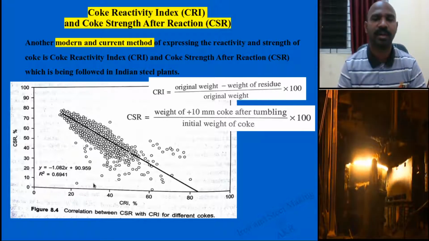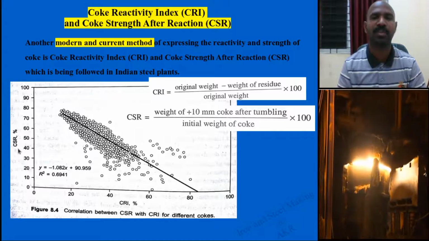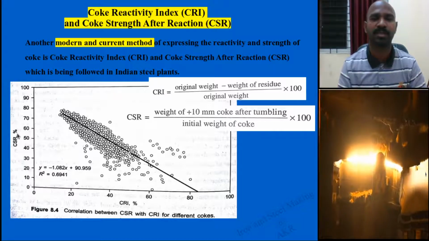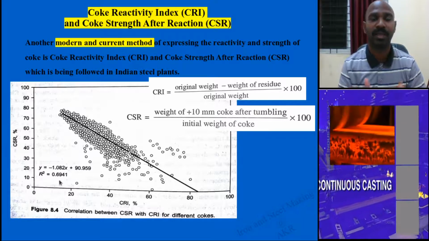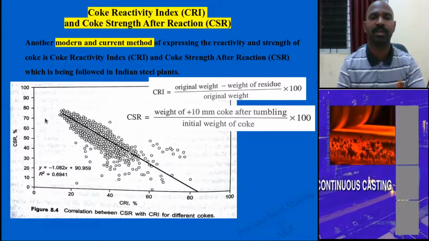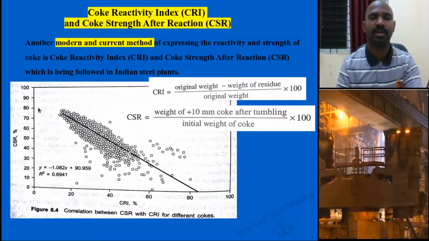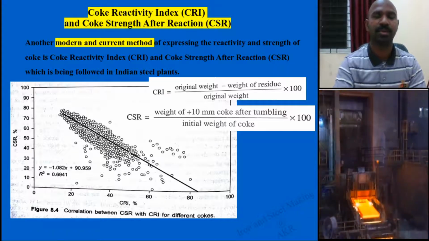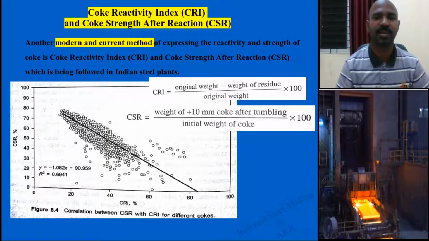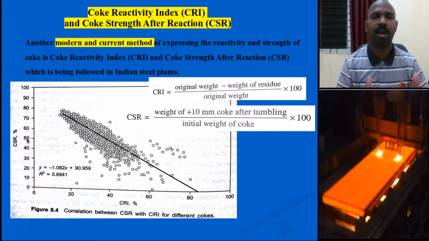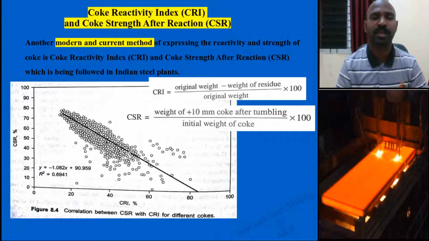Majority of the coke reactivity index. Coming to the coke strength after reactivity, the percentage is falling from 20 to 80. The maximum or average coke reactivity index is 40 and CSR is 50.